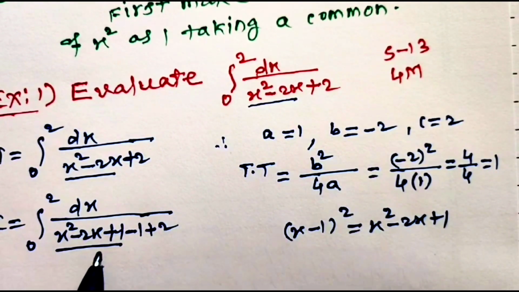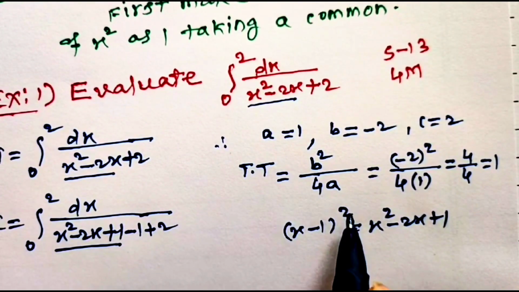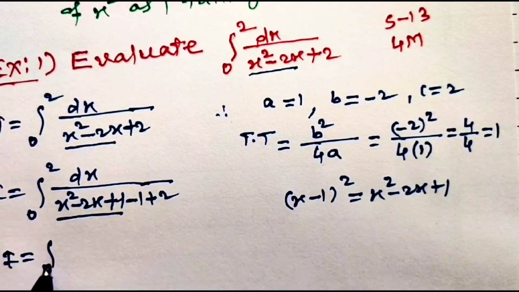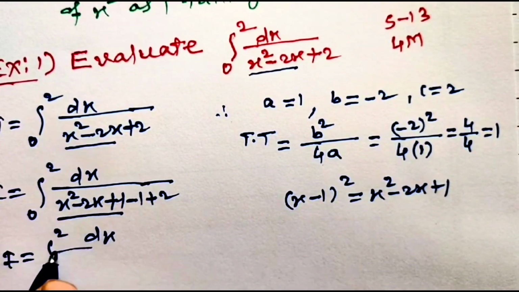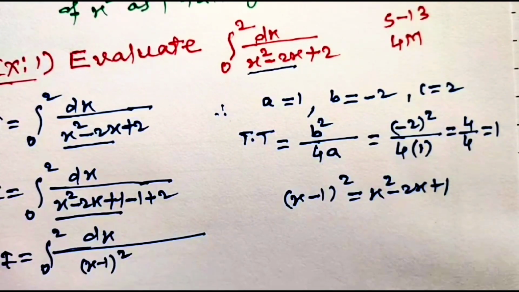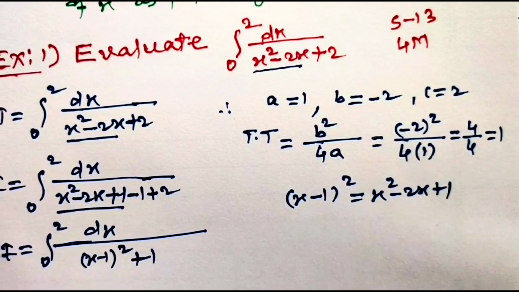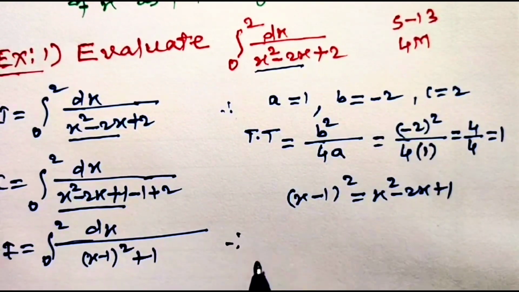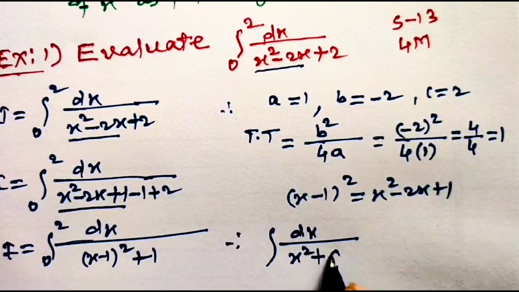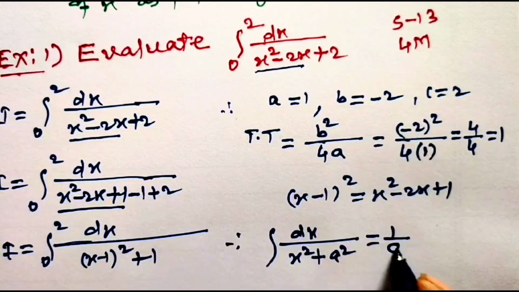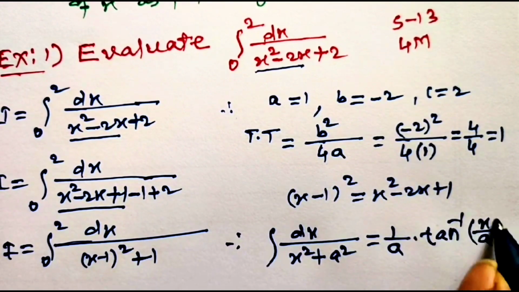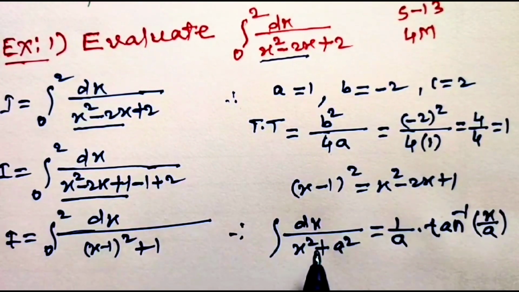For the first three terms you can replace by x minus 1 its square. I is equal to integral from 0 to 2 dx divided by, this can be written as x minus 1 square minus 1 plus 2, that is plus 1. Now we have to apply an integral formula. You know, integral of dx upon x square plus a square is equal to 1 upon a into tan inverse of x upon a. Now try to get this integral in this form.